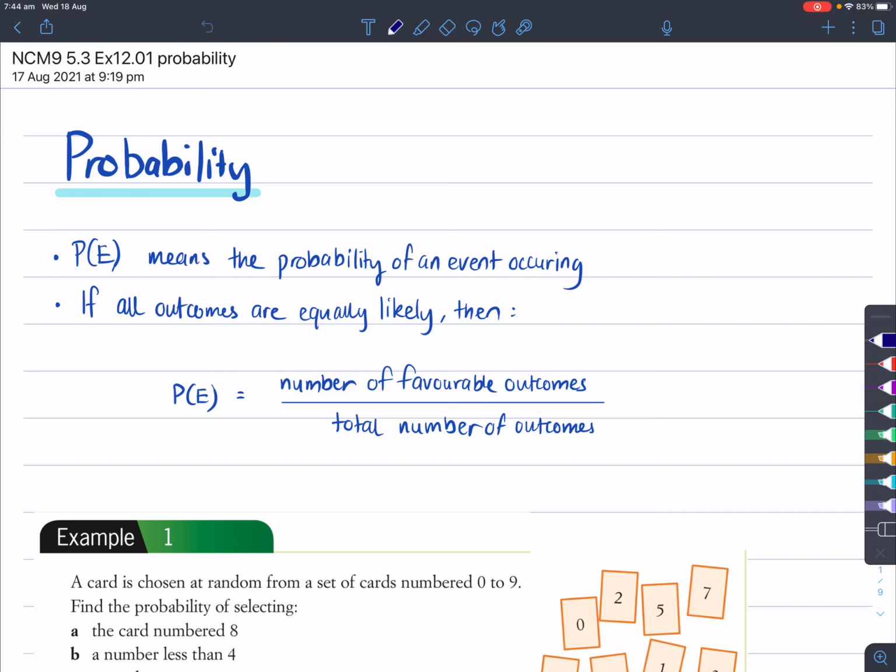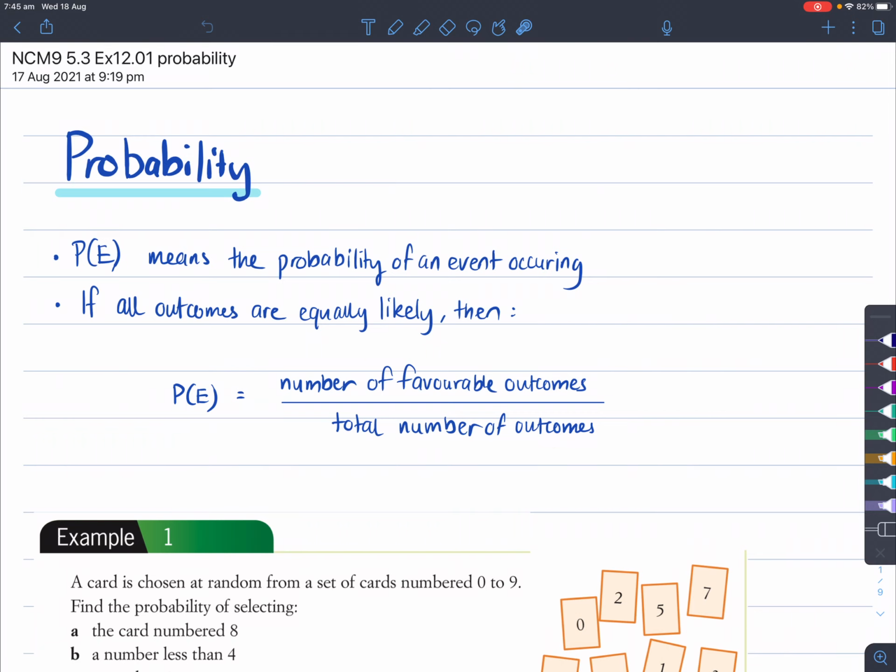In today's lesson, we'll be looking at the topic of probability, where we can find out the probability of any event happening. So let's start off with some notation here. The notation begins with P of E, the probability of an event occurring. Each outcome in this event has to be equally likely, so that the probability of each event is the number of favorable outcomes over the total number of outcomes.